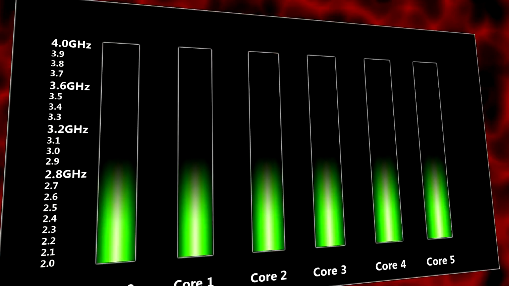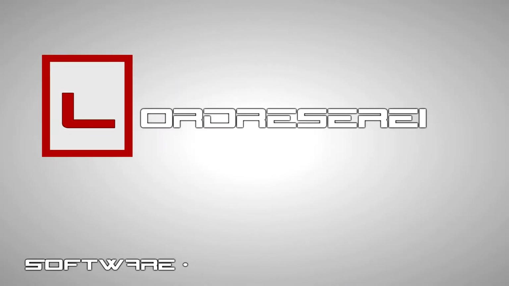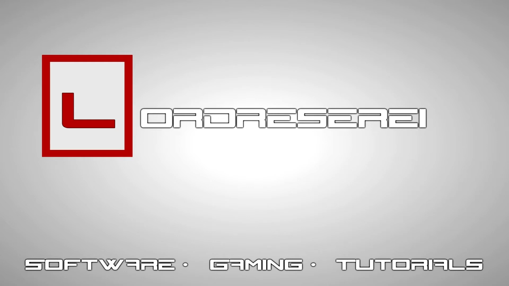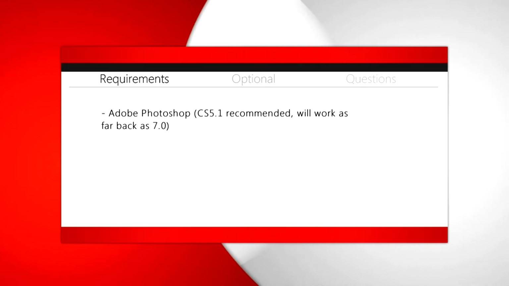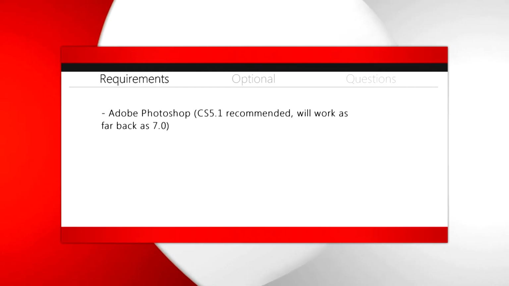In this video I'm going to show you how to make an animation similar to the one seen in this video right here. The programs that we're going to be using are Adobe Photoshop. It doesn't matter whether you're using CS5, CS4, CS3 and older. We're going to be using basic tools. And we're going to be using Sony Vegas Pro.